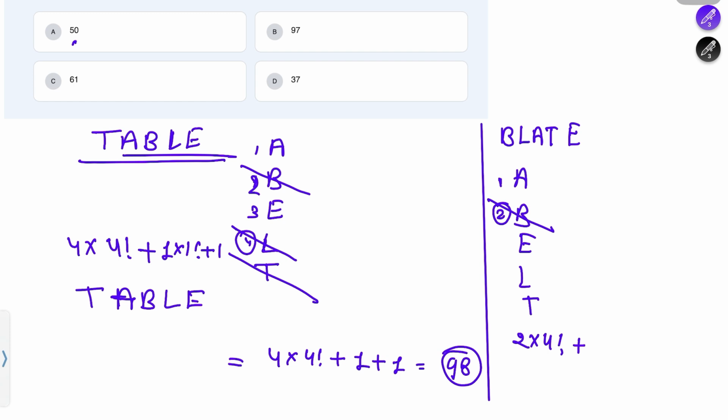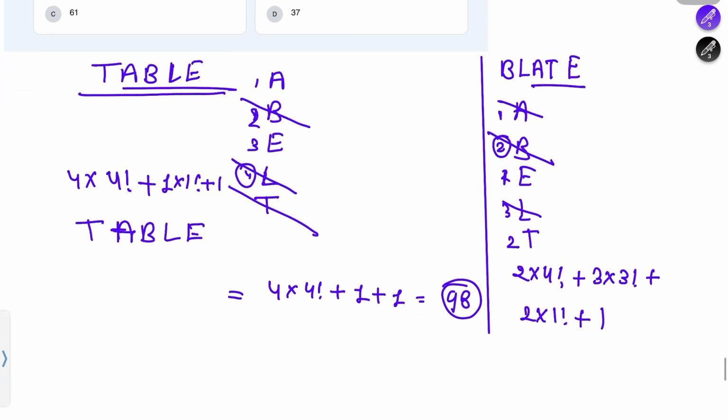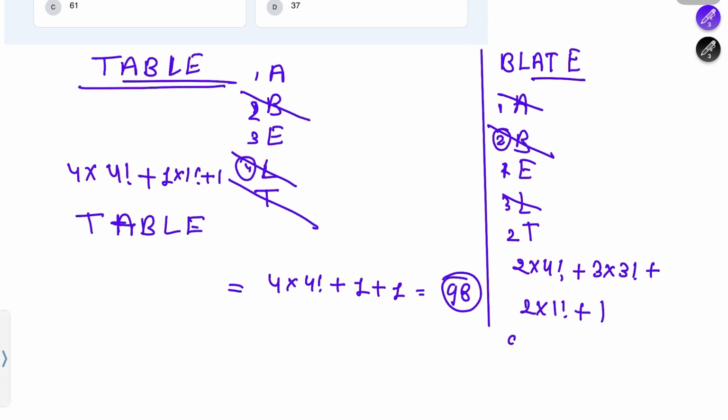After that L. L has 1, 2, and 3, arrange again, so 3 into 3 factorial, correct. After that, cancel out the L. Then A, A is the first, so cancel out directly. Then after that T, T has 1 and 2, so 2 into 1 factorial. Then E is plus 1. According to this, 4 is 24, 48 plus 6 into 3 is 18, plus 2 plus 1. So how much is counted? That is 50.